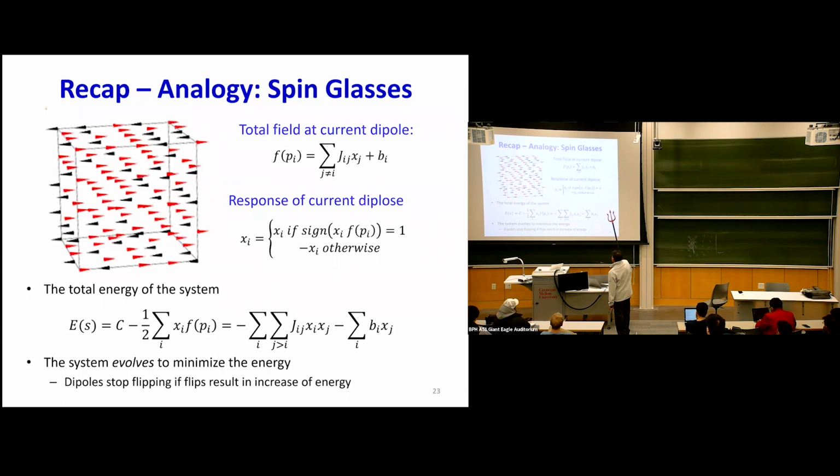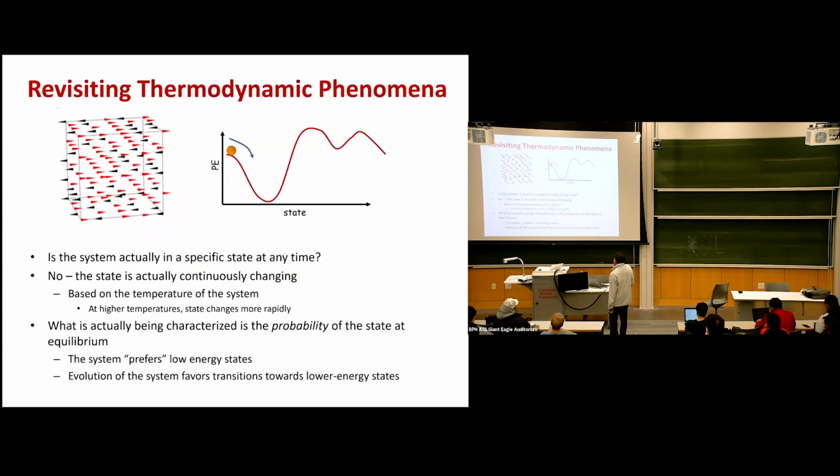And to see how we could do that, we went back and looked at spin glasses, where we saw that we can define an energy of the system for the spin glass, which is basically the product of the field at each dipole times the dipole value itself, the negative of that, right? And so that gives you an energy of the system.